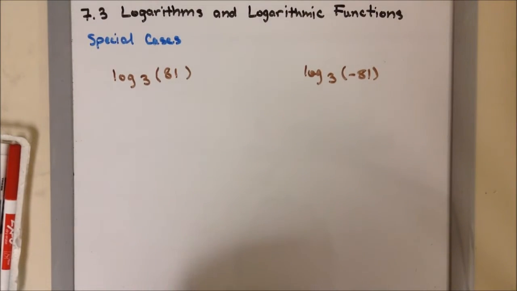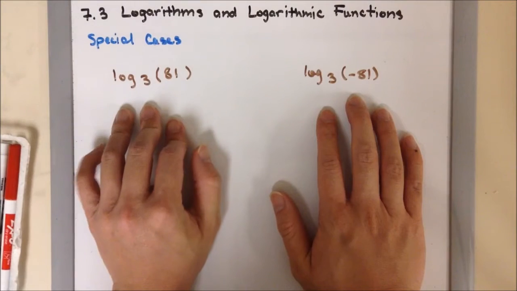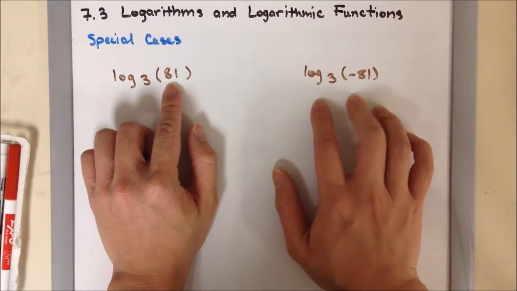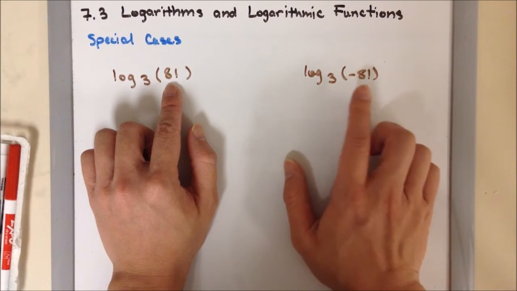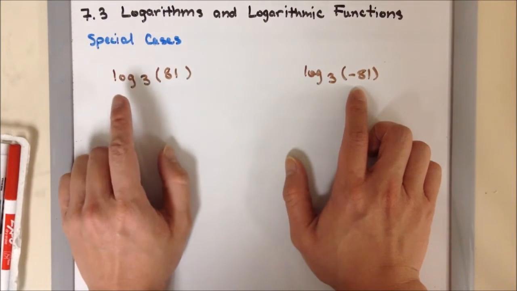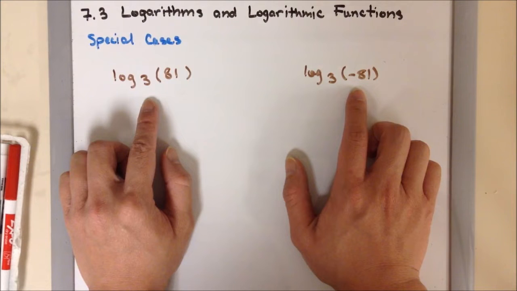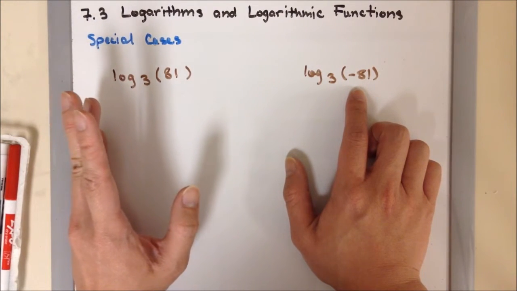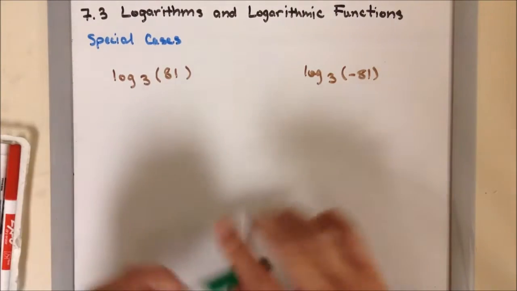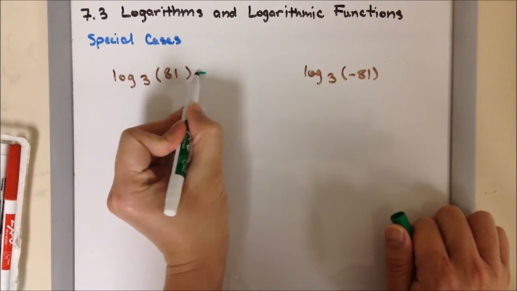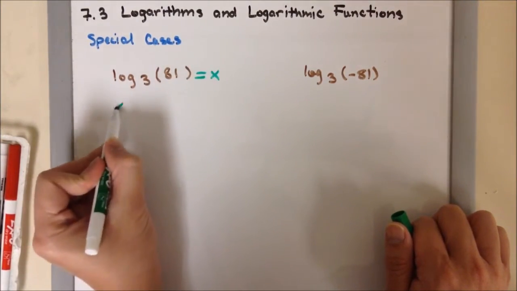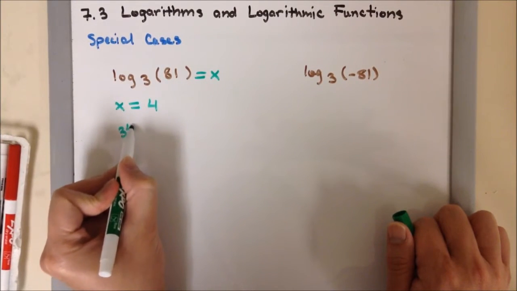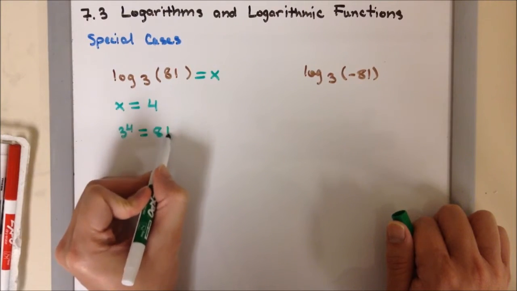For this special case, let's pay attention to these two examples I have here. On my left, I have log base 3 of 81, and on my right, I have log base 3 of negative 81. Now here, if you were to rewrite this in exponential form, you can easily find what the exponent is. Like how I did before, set equal to x, and x should equal 4, because 3 to the 4th power equals 81.